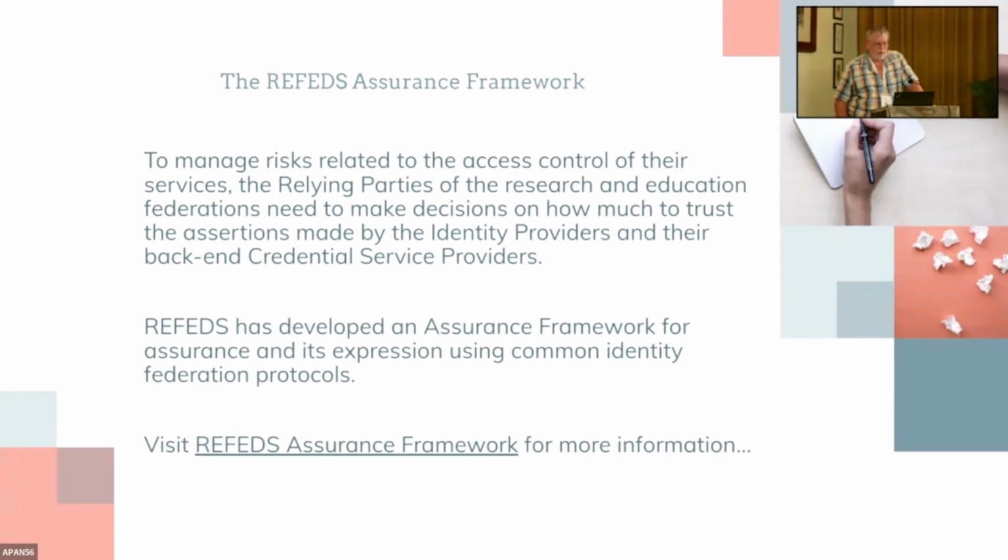So it's about risk management, assurance frameworks, this framework, and access control to services. ReFeds have developed an assurance framework for assurance and its expression using the Common Identity Federation process. And there's a link there which will take you straight to the framework for more information. There's a version 2 that's very much on the way to us, but this will be talking mainly about version 1.